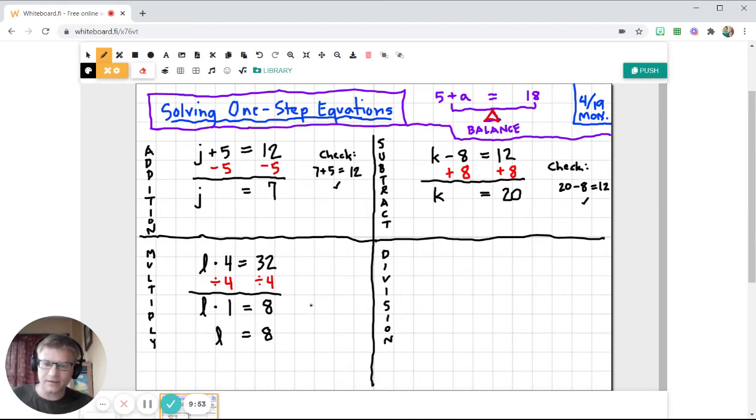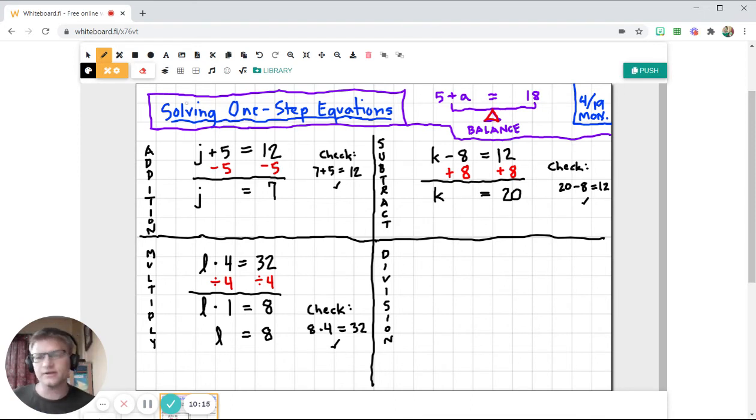Now we check it. So let's go down here and we write check, and we go, okay, let's plug in 8 for L. 8 times 4 equals 32. Is it true? Yes. Check. 8 times 4 equals 32. Think back to your math facts. You're like, we got this, no problem.